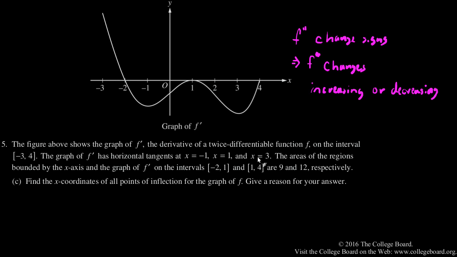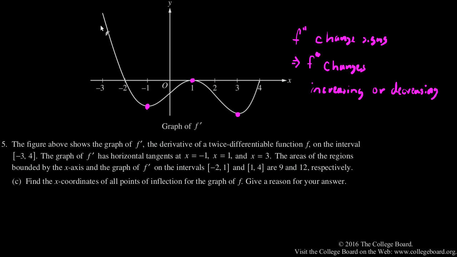They tell us that we get horizontal tangents for f prime at -1, 1, and 3. If f prime is horizontal at these things, that means that the second derivative is 0. That's not enough to guarantee that we have inflection points, but in this case, those will be the inflection points.